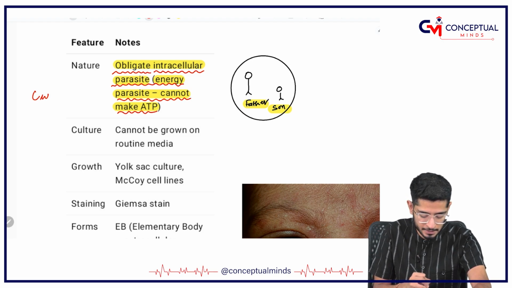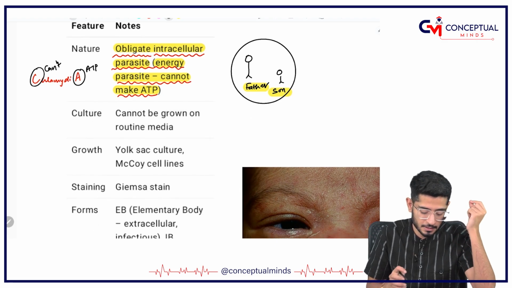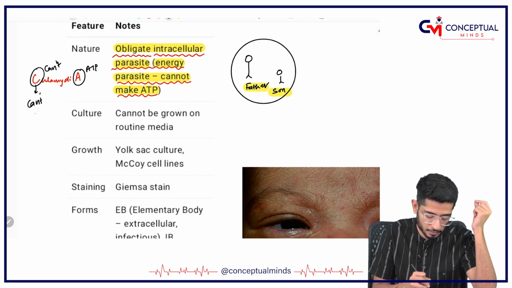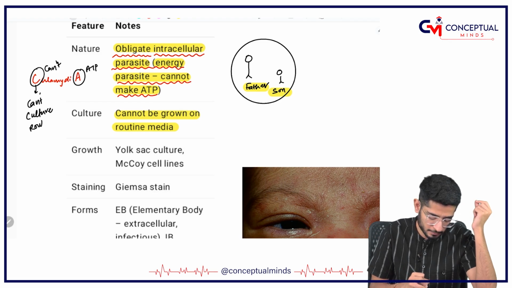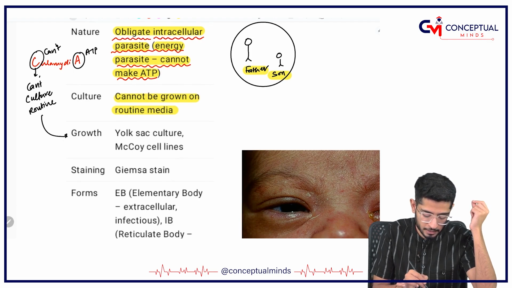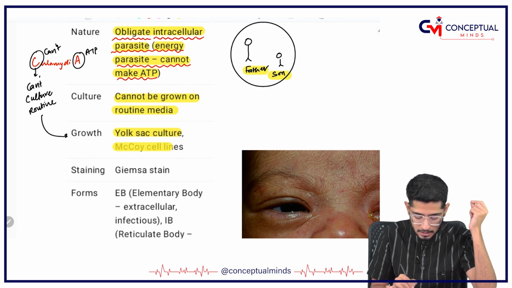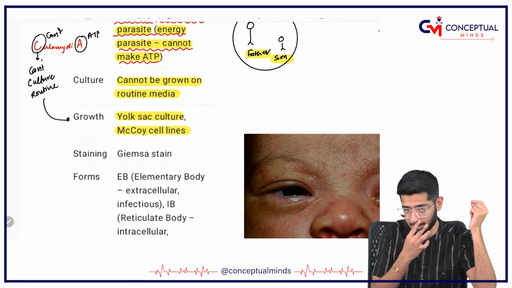So, if you write the spelling of Chlamydia, the C and A are going to tell you that C means can't, A means make ATP. That's why it is an obligate intracellular parasite. Similarly, Chlamydia can't be cultured on the routine media. In order to grow it, you need yolk sac culture and McCoy cell lines, yolk sac and McCoy cell lines.